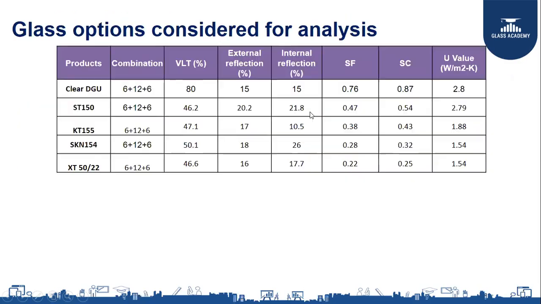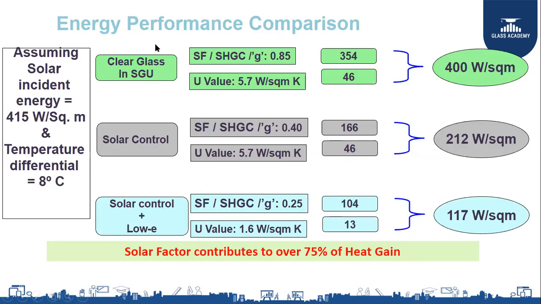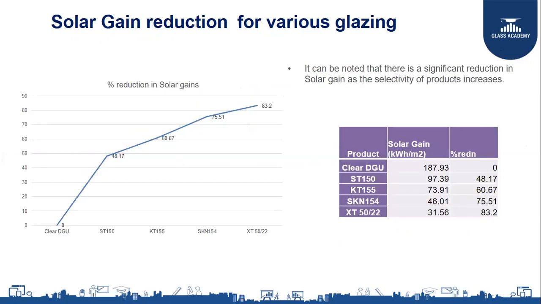So I'm just going back one slide. If you observe, out of 400, we just saw the amount of cooling reduction you will get when you go for different products with lower solar factor and lower U value. But in clear glass, if you observe, for 400, 354 is actually due to the solar factor. So if you reduce the solar factor itself, a lot of benefits you will be getting. And additionally, if you also reduce the U value, further benefits you will be getting in terms of heat gain reduction. So this is what is impacting over here. The solar gain is reduced because of the lower solar factor and lower U value.